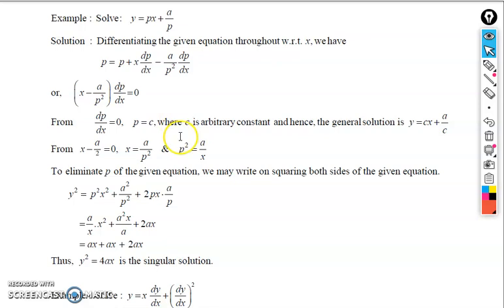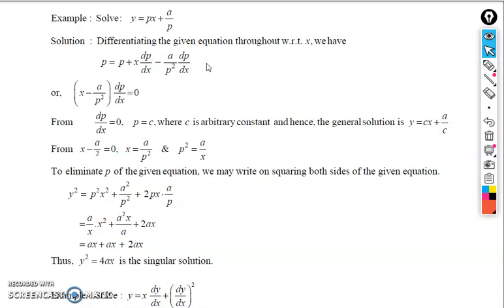So the singular solution: p becomes root of a by x. Here we put p square. If we square both sides, y square equals the square of 2px plus a by p, which should cancel out. Putting the value of p square, which is a by x, here we use a x by a, and x square a by x, and this one is y square equals 4x, a singular solution of this given differential equation.